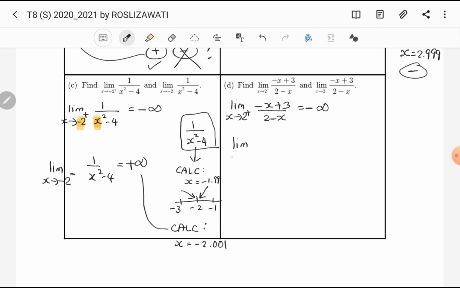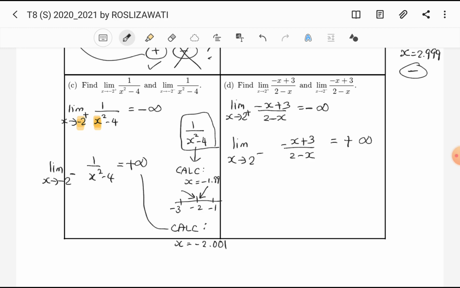Okay, and next, limit x approaches 2 from negative of the function negative x plus 3 over 2 minus x. So, dapat infinity. Kita tekan calculator. 2 negatif, awak ambil 1.99. Macam tu. Okay. So, the answer is positive. Okay. Settle.